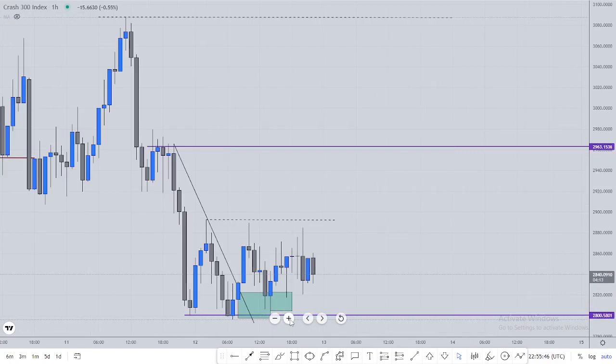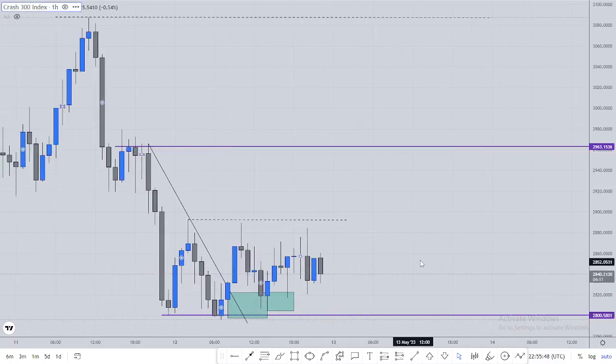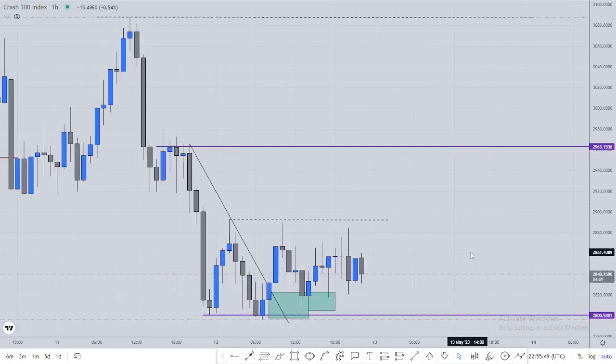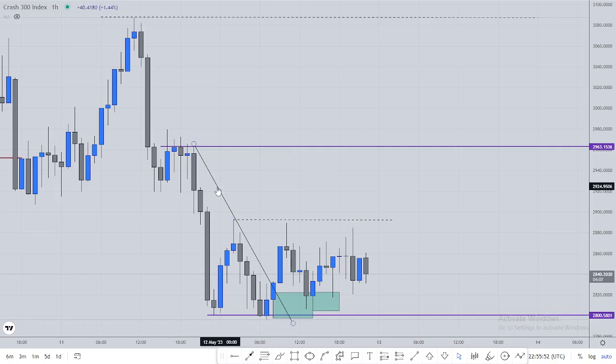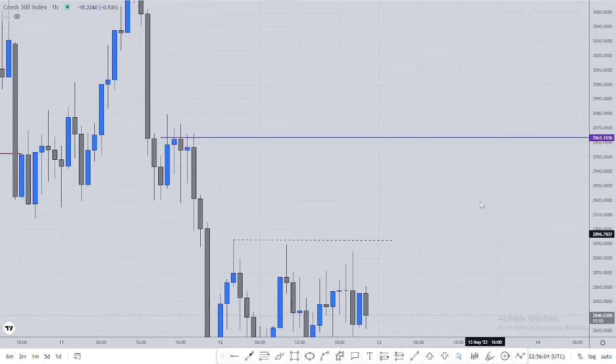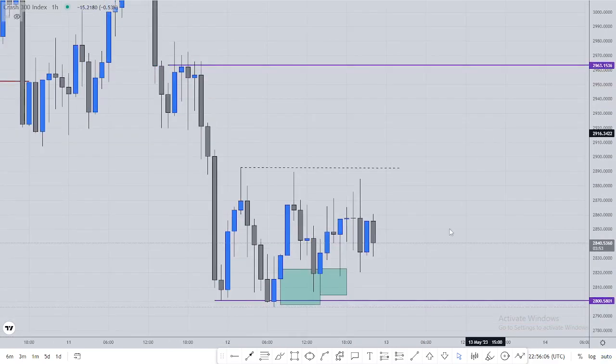When it comes to my particular strategy and my particular way of looking at the market, this trend line breakout is useless if the market doesn't break structure here. So this one I can remove, because it's serving no purpose if the market is not breaking any structure there. According to me, Crash 300 has just been fluctuating in one zone the whole of today.